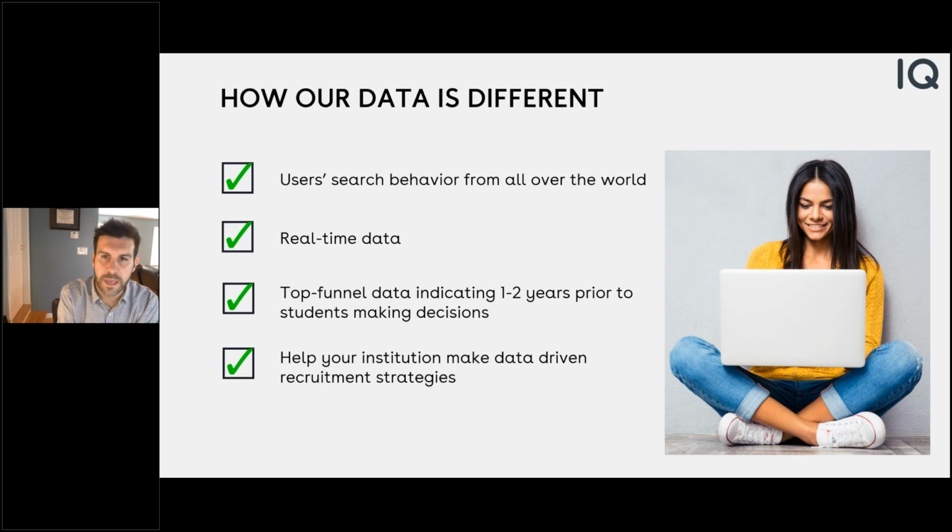So it's looking at student demand. It's using student search behaviors from all over the world. It's real-time data, and it's top of the funnel. What we mean by top of the funnel is that this data is about students who are considering applying and enrolling 1 to 2 years into the future.